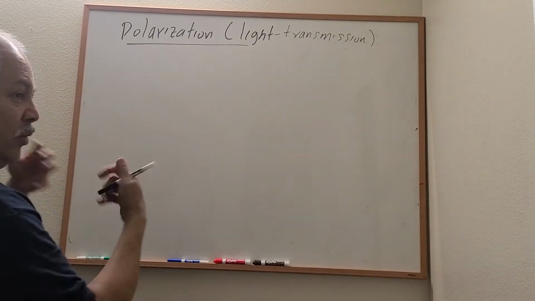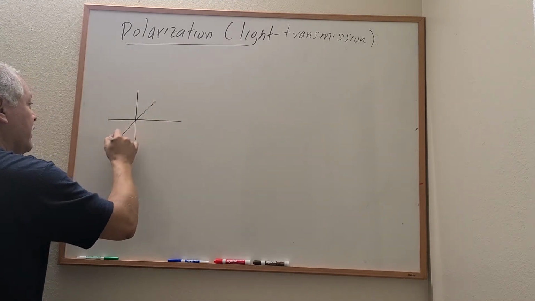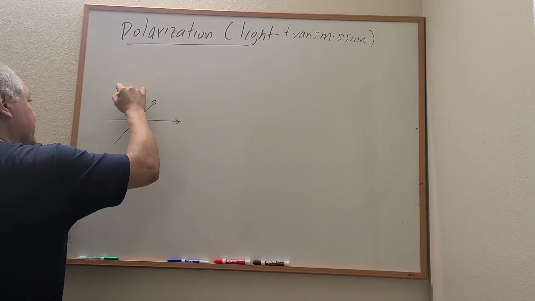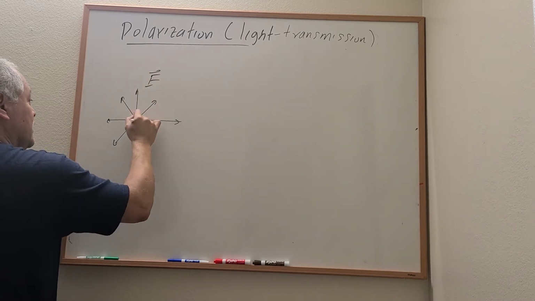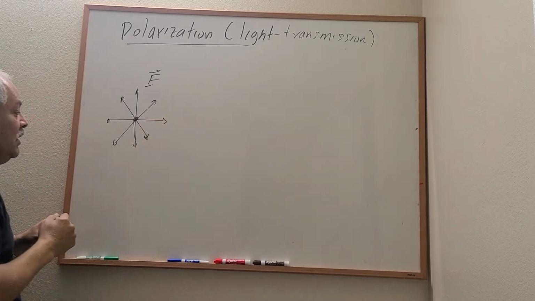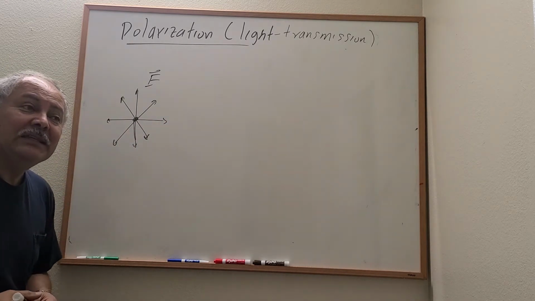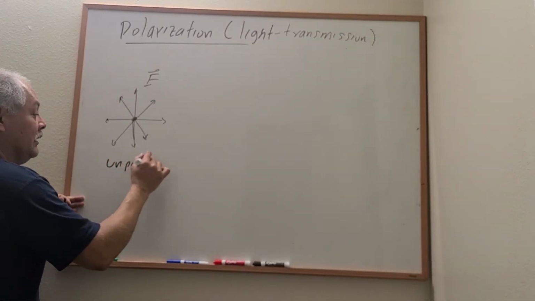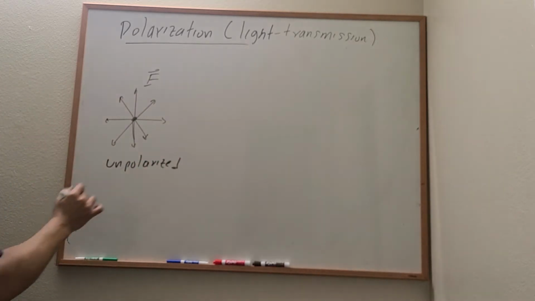Imagine that light is coming toward us, and this should be the direction for the electric field. Imagine the electric field is coming toward us in all of these directions. So in this case we say that the light is unpolarized. Light is unpolarized.